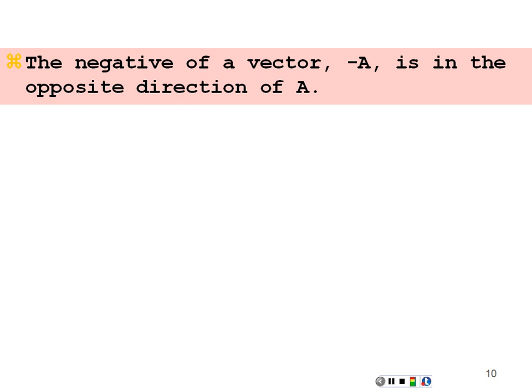The negative of a vector, negative A. Incidentally, I should be having arrows over these vectors, but in my font I wasn't able to put arrows on this particular writing, but I do have them in the diagrams down here. The negative of a vector A is a vector that has the same magnitude, but 180 degrees opposite direction. So here's A and here is negative A. Exactly the same length, the same magnitude, but just the opposite direction.